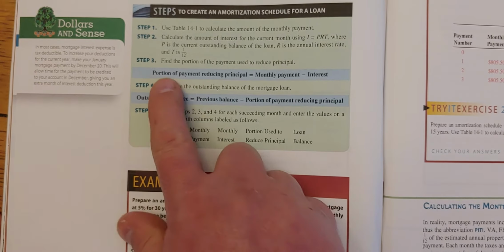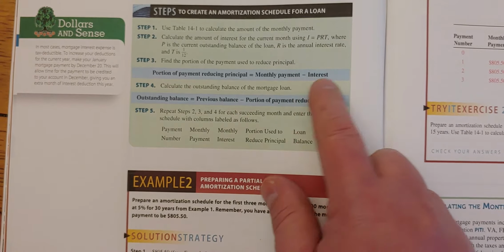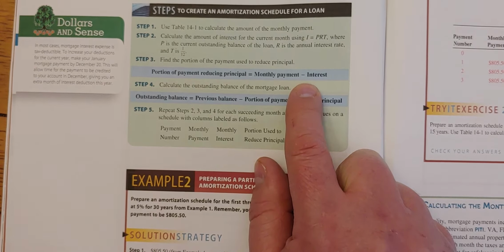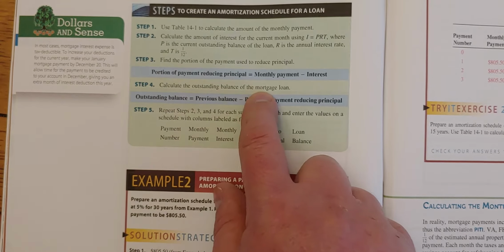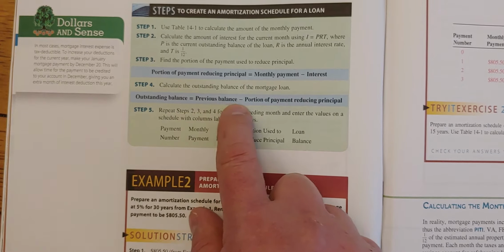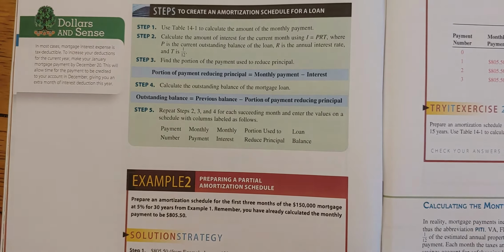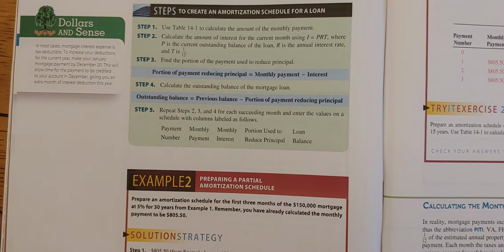The portion of payment reducing the principal is the monthly payment minus the interest, and that is what should go towards the principal payment. Then we calculate the outstanding balance, which equals the previous balance minus the portion of payment reducing the principal, and then we continue that for each line. So let's work on that.